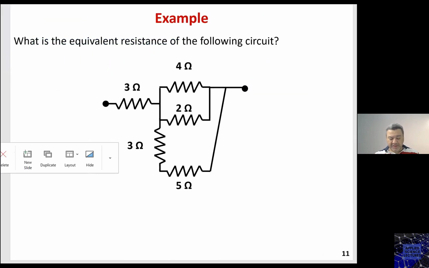Now let's look at this example. Here we have this circuit. We need to find the equivalent resistance of the following circuit. So what do we have here? I can see that this 3 ohm and this 5 ohm are connected in series, which means now I can simplify the circuit to the following.